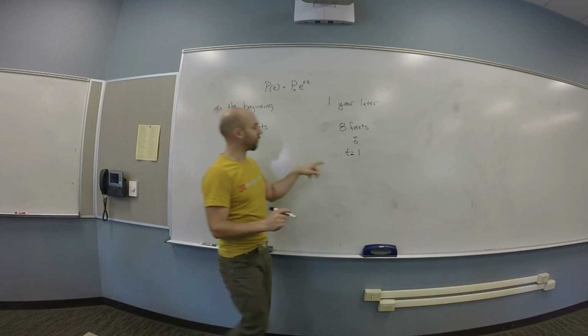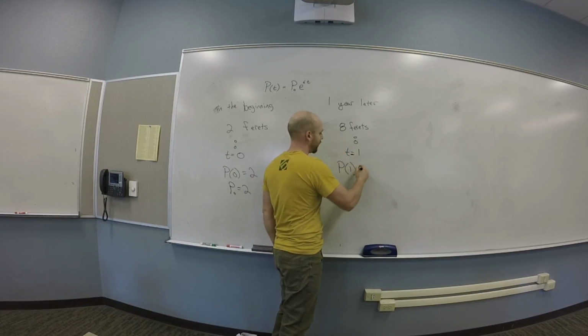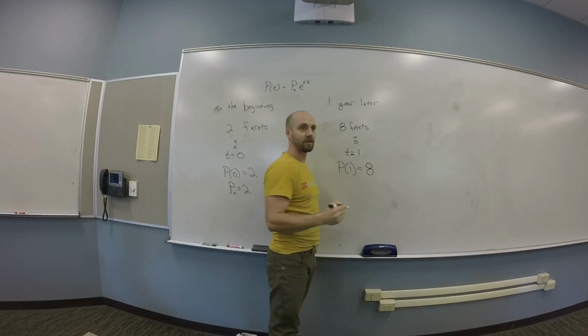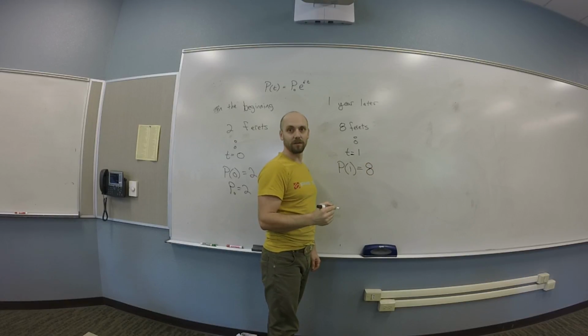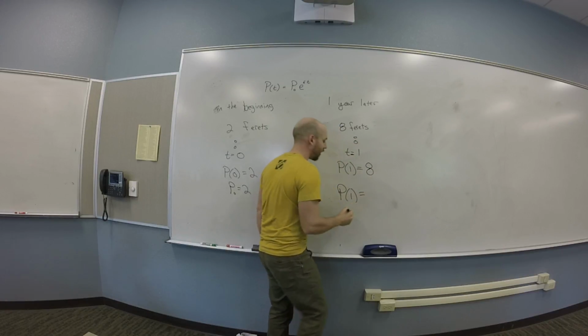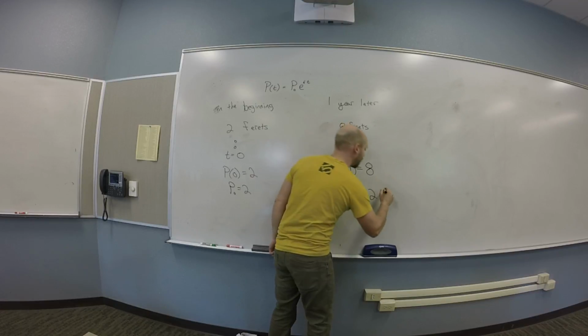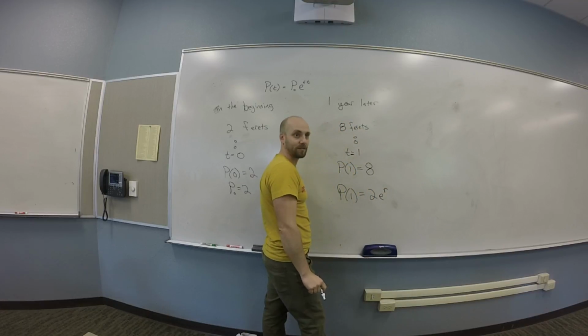Okay, and then over here, what do I know about? There are 8 ferrets in a year, so P of 1 is 8. You guys see that? On the other hand, what's P of 1? P of 1 is, on the other hand, 2e to the r times t, but t is 1, so this is really just 2e to the r, right? You guys all see that?